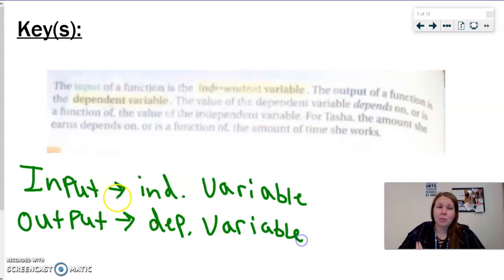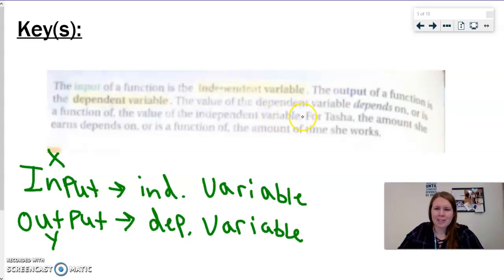Remember, we talked about input and output. Input is usually your x, output's usually your y. Same thing as domain and range. Again, we just have lots of different verbiage for that. So then it continues on. It says the value of the dependent variable depends on or is a function of the value of the independent variable.